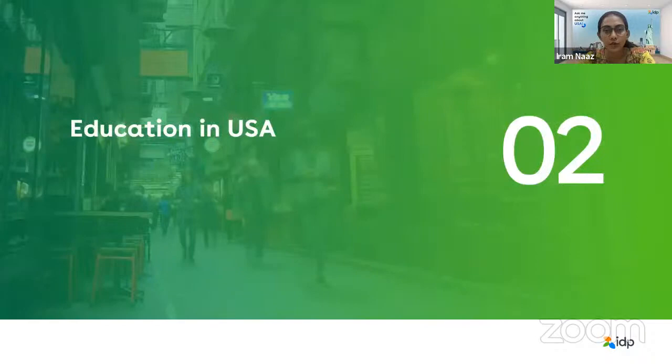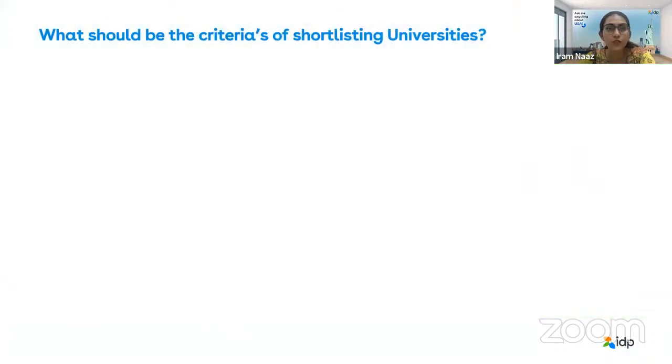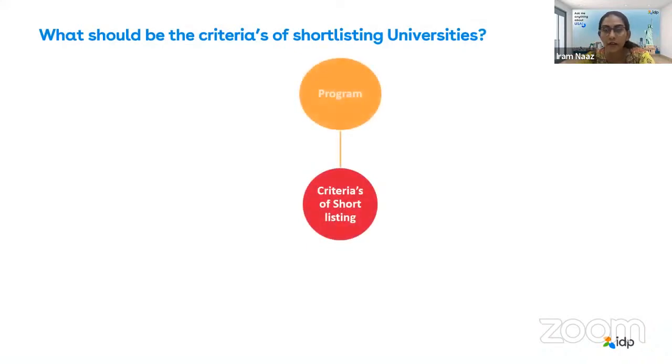And education in USA. What should be the criteria for shortlisting the universities first? First should be the program. The student should think about what program he wants to go for. If he's from a computer science background, he has to choose whether he wants to go for data science, software engineering, or AI, artificial intelligence, which is most opted by students nowadays. And next is accreditation.